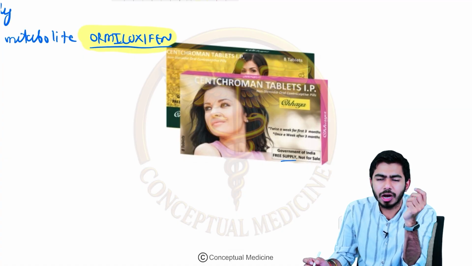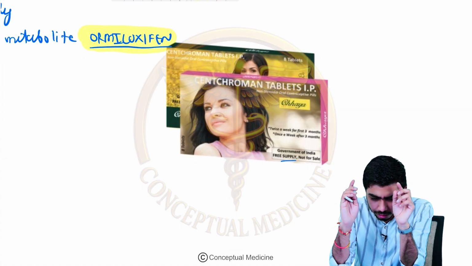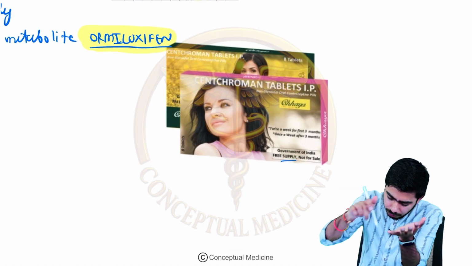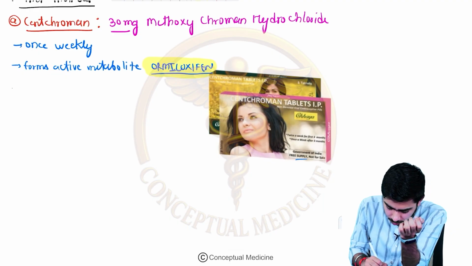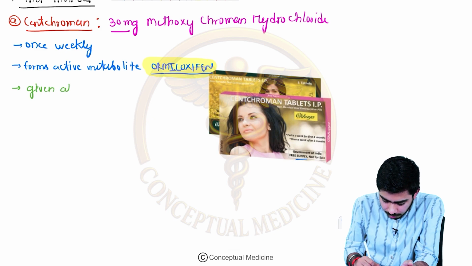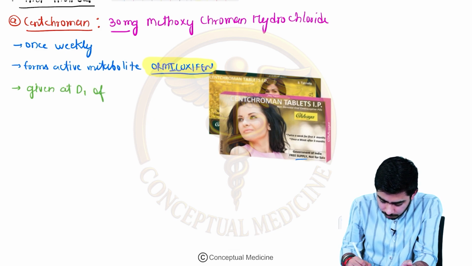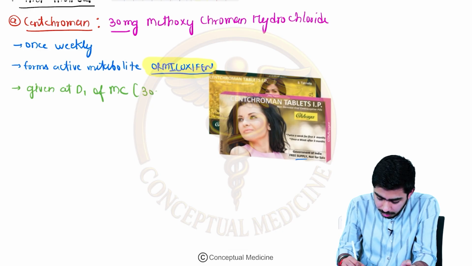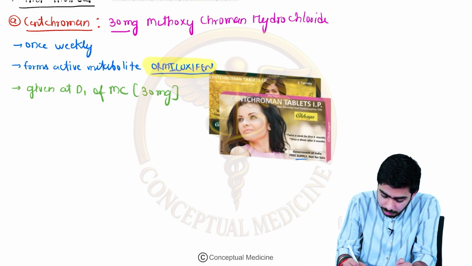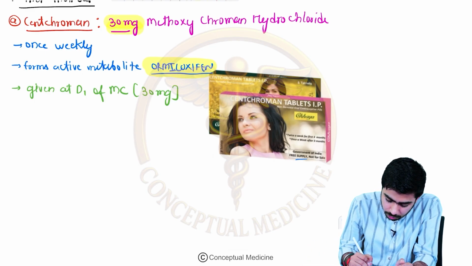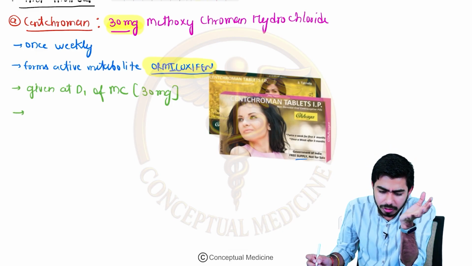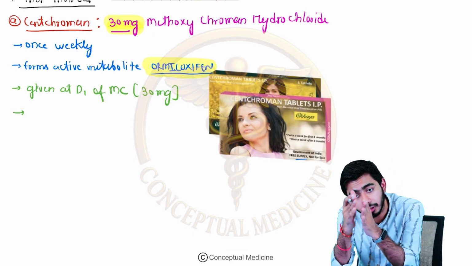So how are we giving it? In the very first go, we give 30 mg on day 1 of the menstrual cycle. Let me write over here. How to give this? It will be given on day 1 of the menstrual cycle, and how much? 30 mg. I told you, 30 mg methoxychroman hydrochloride. This is the dose we are available with. Then, as it is a weekly pill, after that we give it twice weekly for the first 3 months.